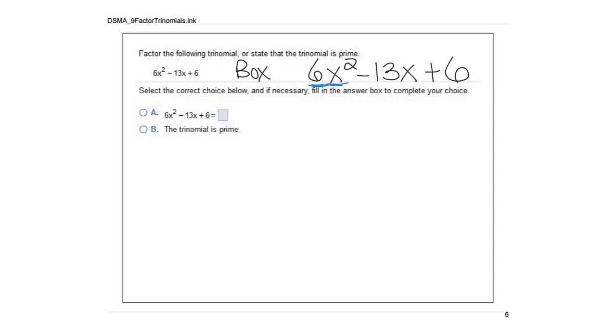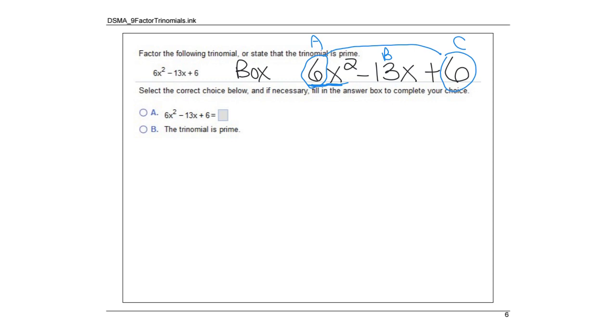But our problem this time is we have this 6 in front. So what we have to do this time is take the 6 here and the 6 here, and multiply these two together. This is A and this is C. Negative 13 is the B in the middle.